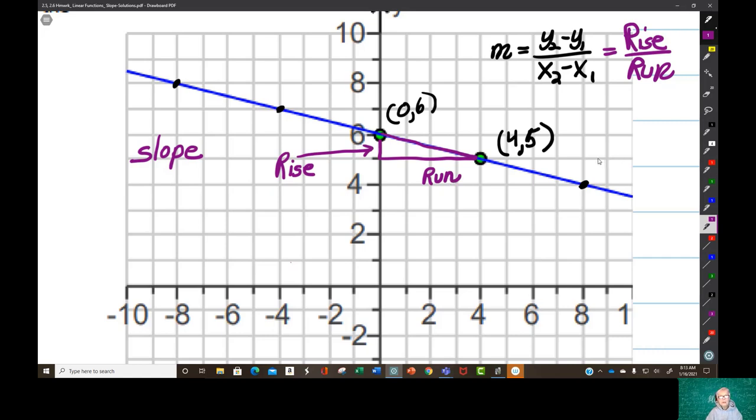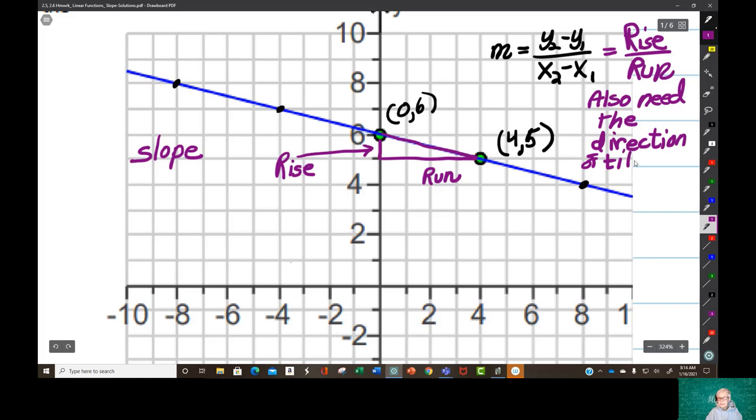And when you do rise over run, you need one more thing, and that is when you're working with a graph on a grid, you also need the direction of tilt. Now, what I mean by that is this.